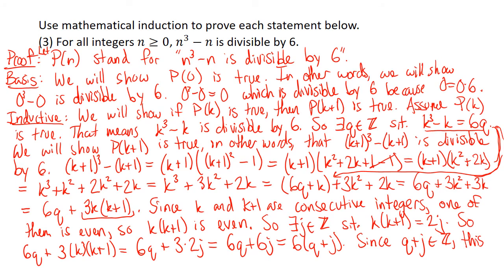This means that 6 divides what we started with originally, which was k plus 1 cubed minus k plus 1. So P of k plus 1 is true. Okay, so this was definitely the hardest one, but I think it's not too bad.